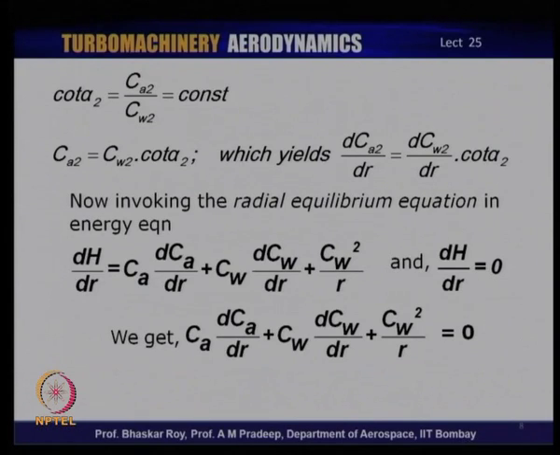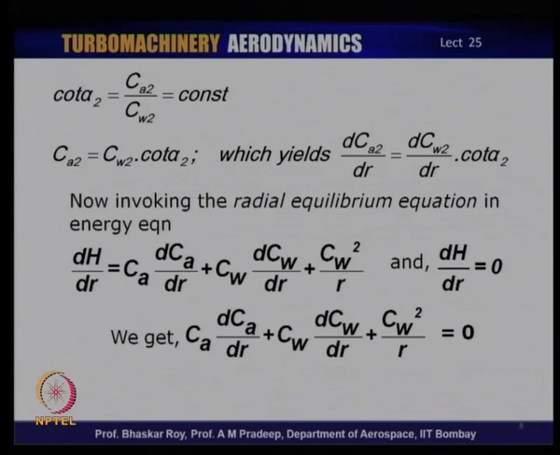Now, that is a constant from root to the tip of the blade. Now, as we can see, C A 2 would be equal to C W 2 into cot alpha 2. If you take a simple differentiation of that, that yields that d C A 2 d r will be equal to d C W 2 d r cot alpha 2.